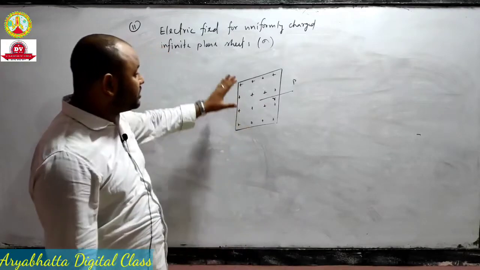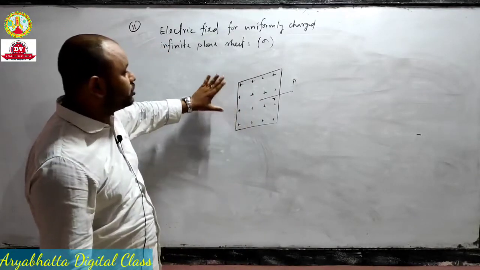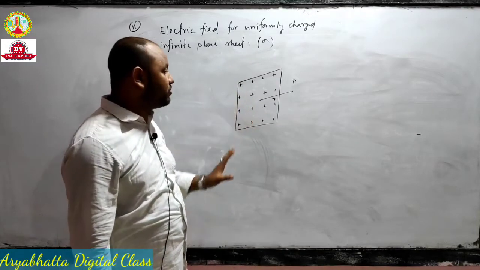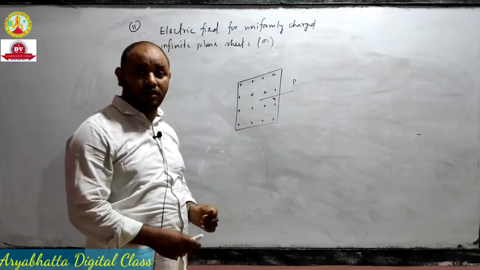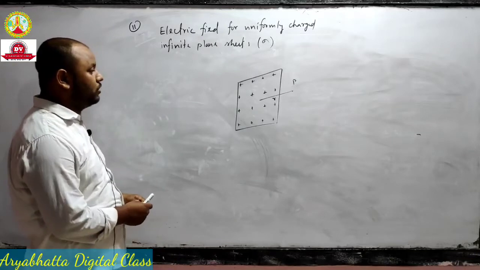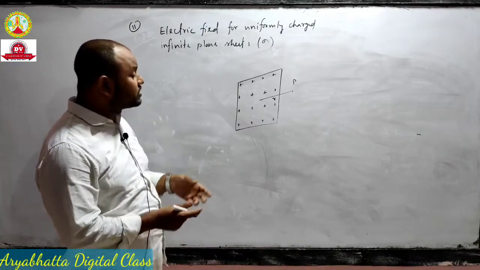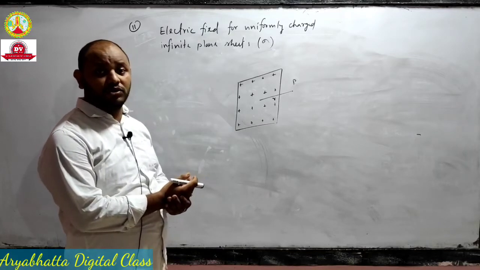Here the charges are uniformly distributed. That is why we have to use Gauss's theorem. We cannot use Coulomb's law, because Coulomb's law is only valid for point charges. We need to apply Gauss's theorem, and for Gauss's theorem we need a Gaussian surface.